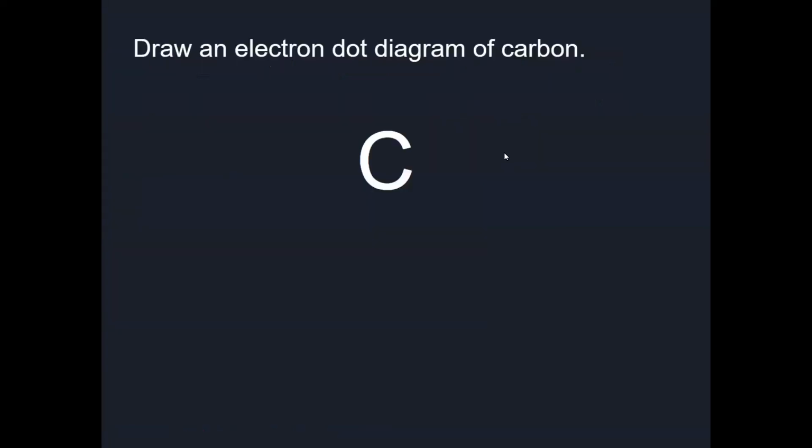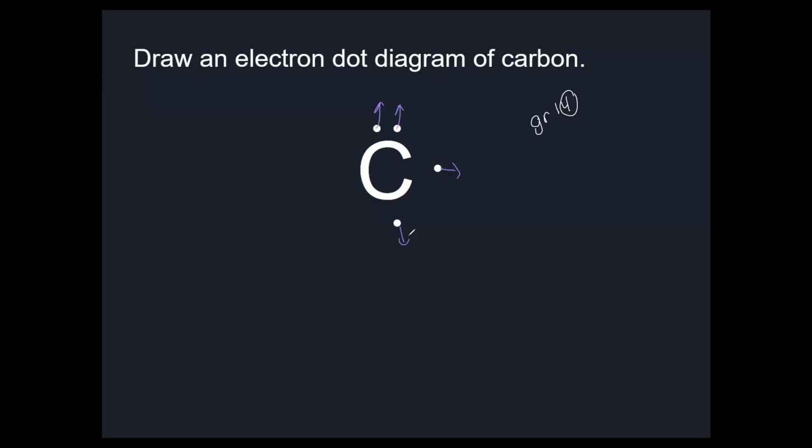Electron dot of carbon. Carbon is in group 14. So it has 4 valence electrons: 1, 2 in the S and 1, 2 upspinning in the P block for a total of 4. So it has 4 electrons that can reach out to share with some other compound. So this guy can become 4 bonds.